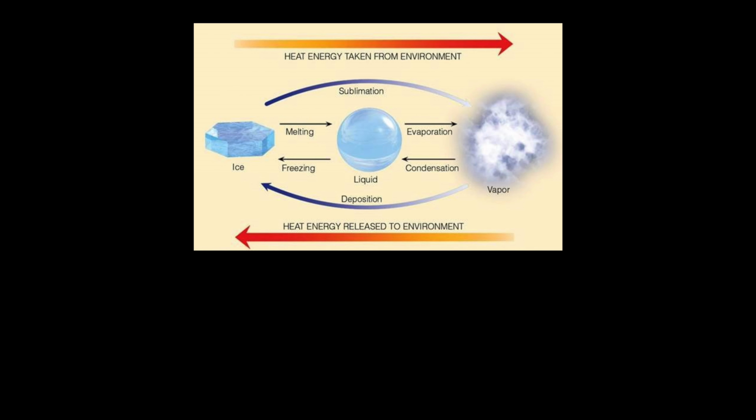So let's look at this process in more detail. When we move from a solid to a liquid, that process is known as melting. As we transition from a liquid to a gas, that process is evaporation. And in some cases, solids can directly turn into a gas, and that process is known as sublimation.